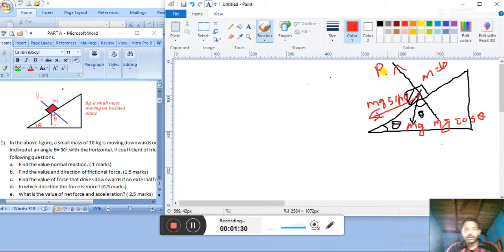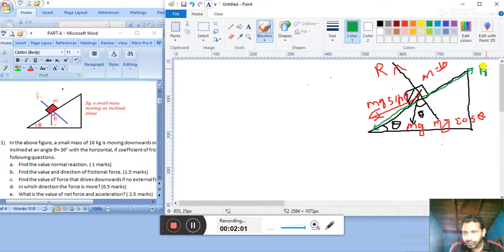Now again, read the question. The question says the body is moving vertically downward. It means that the body is moving in this direction, so frictional force, which always acts opposite to the motion, should be in this direction. This is the direction of Fr, the frictional force.